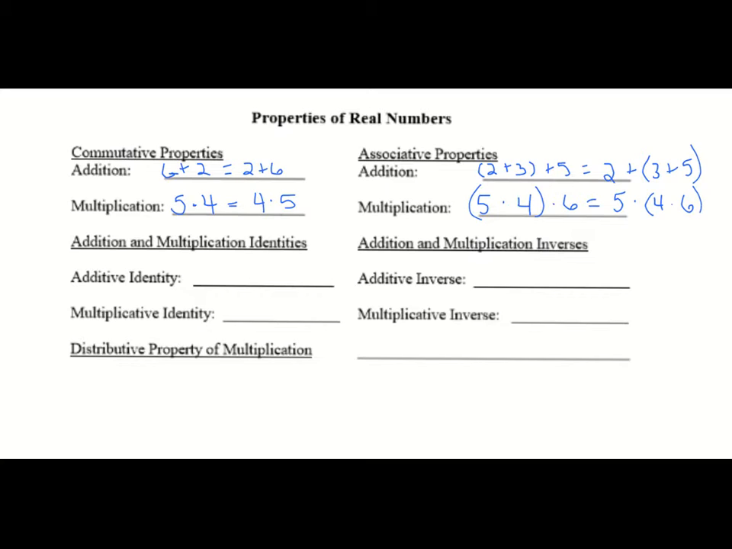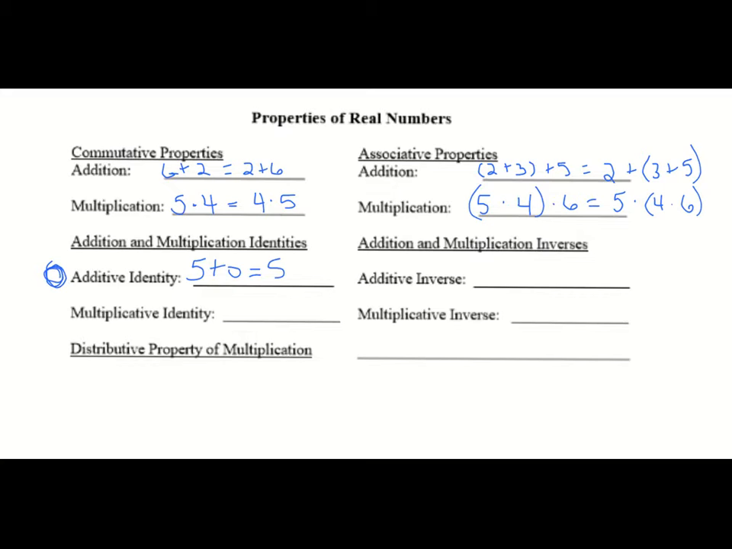Next, we have our additive identity. So this is how a number keeps its identity. Your additive identity, I always want you to remember, is 0. So if we do like 5 plus 0, it equals 5. Or 0 plus 5 equals 5. So that's our additive identity.